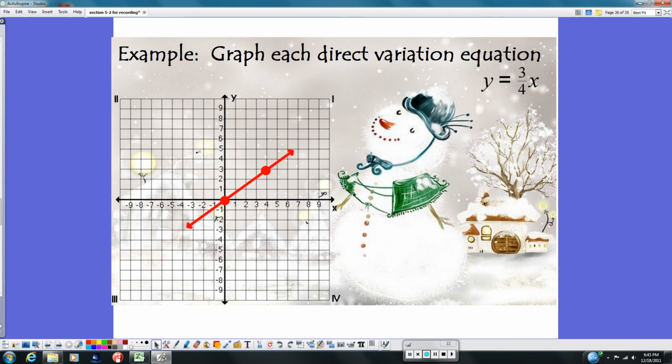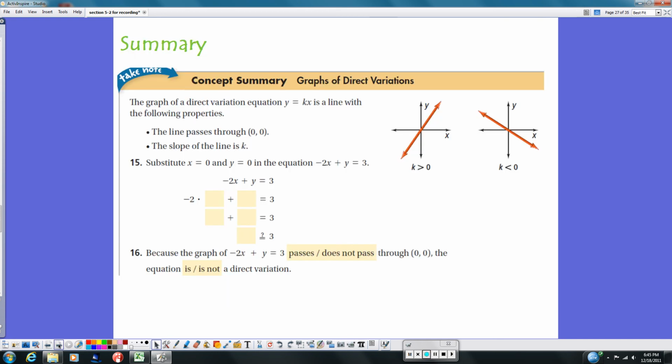If we wanted to graph the equation y equals 3/4 x, we would go to 0 for our y-intercept, up 3 and over 4, and connect our dots. So, direct variation graphs are going to look like this. They're either going to be increasing or decreasing depending on whether our constant of variation is positive or negative.